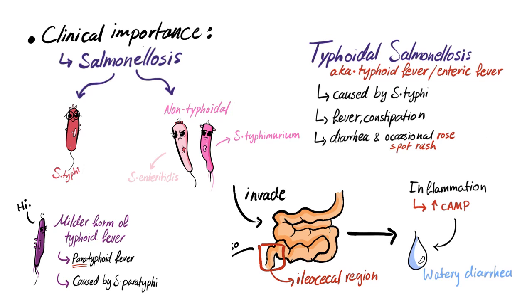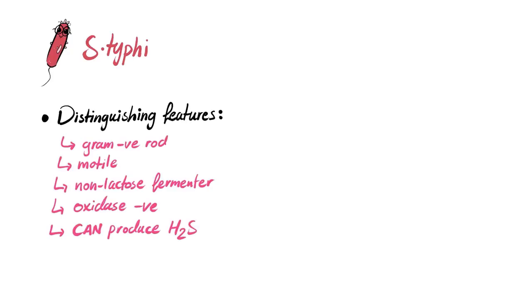Gastroenteritis is much easier to deal with compared to typhoidal salmonellosis. Now we discuss the clinical characteristics of Salmonella typhi. These are gram-negative rods. They are motile, so they are different from Shigella. They are again non-lactose fermenters, similar to Shigella.